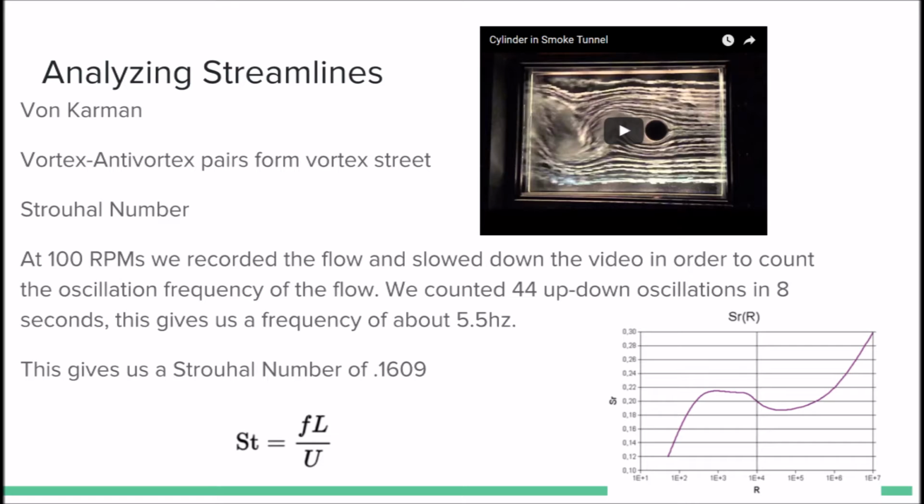Looking at the wake, we can see the von Karman vortex-anti-vortex pairs that form the vortex street. Running the tunnel at 100 RPMs, we recorded the flow and slowed down the video in order to count the oscillation frequency of the flow. We counted 44 up-down oscillations in 8 seconds. This gives us a frequency of about 5.5 hertz. We then multiplied this frequency by the diameter of the cylinder and divided by the velocity. This gives us a Strouhal number of 0.609.